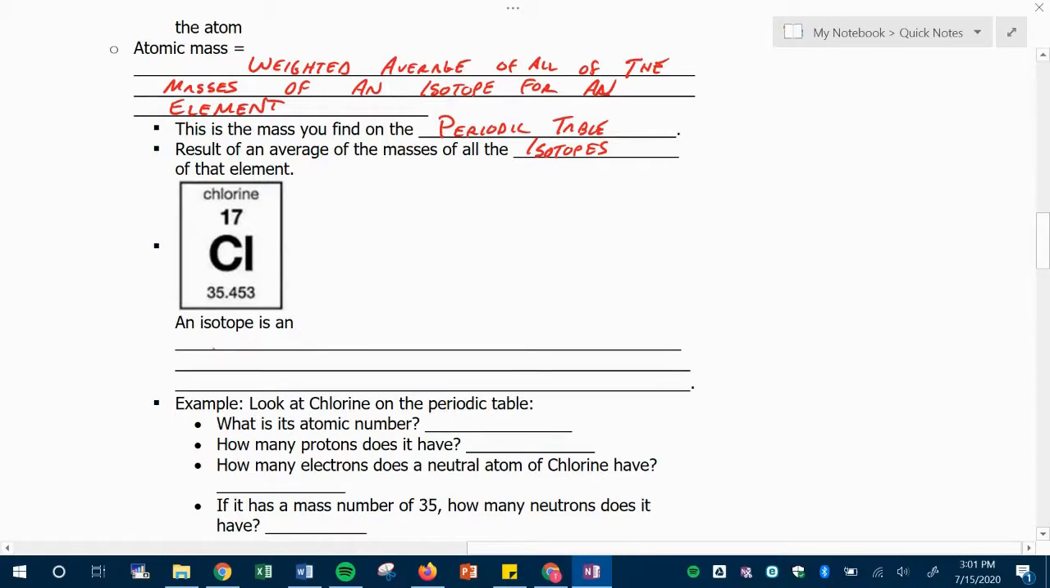An isotope is an atom of an element that has a different number of neutrons. Now remember, if it has a different number of neutrons, that means that it's a different mass.